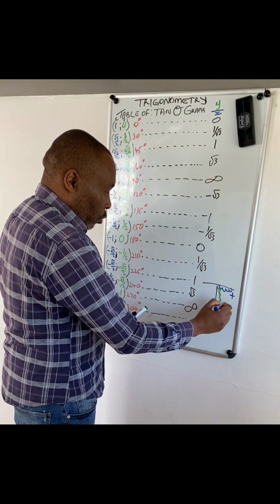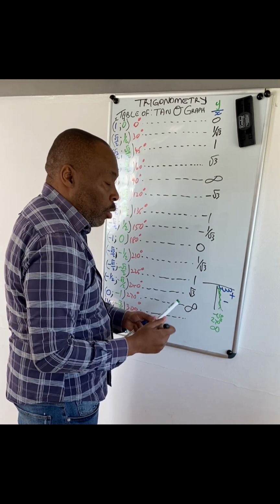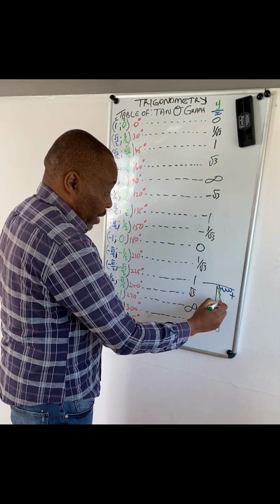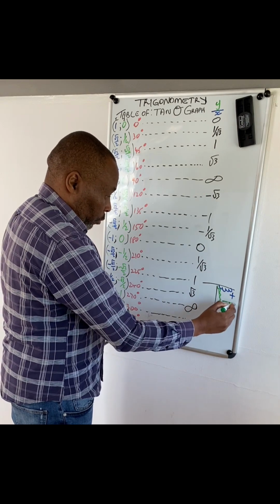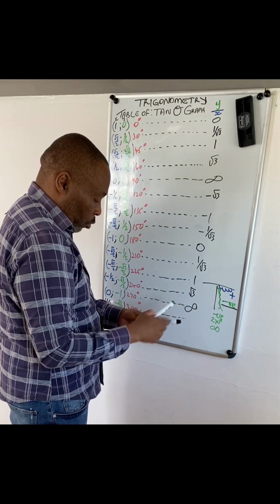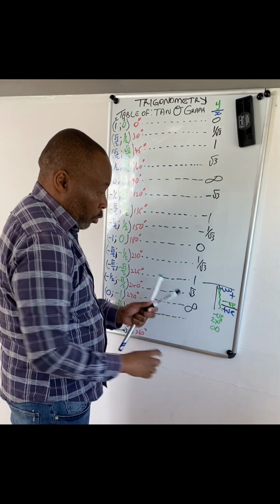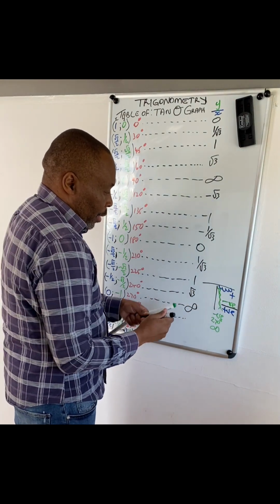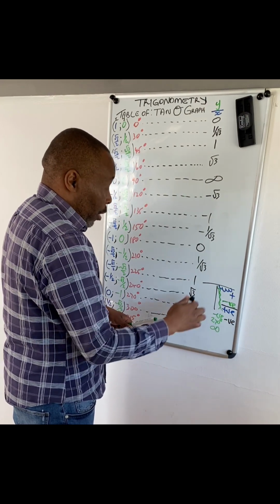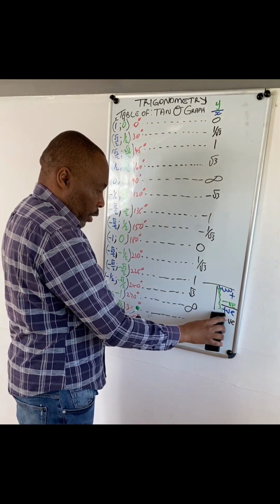Why? Because the y value is negative and the x value is positive on this side. So it's the y value, which is negative, all over the x value, which is positive. And when we divide the two, we get the negative. Tangent becomes negative here.